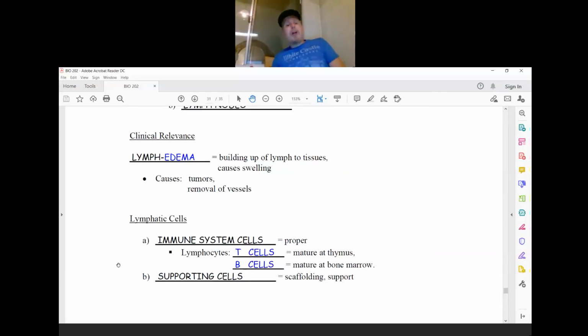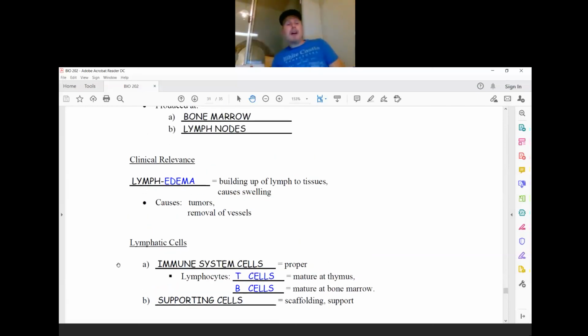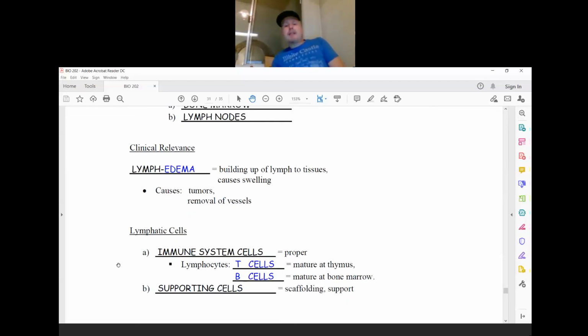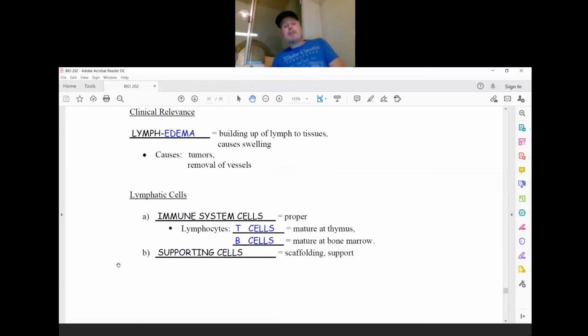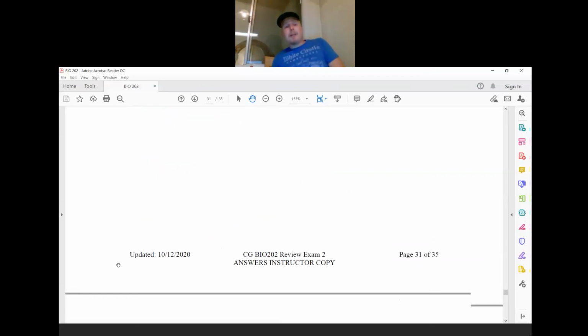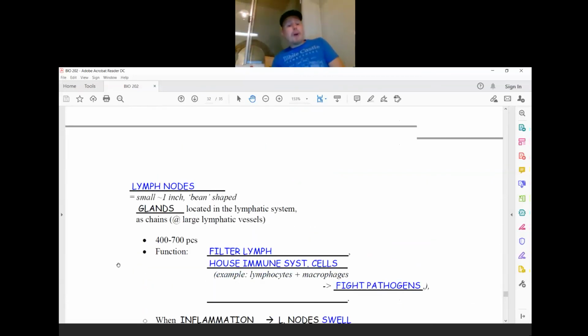picking up their role. Lymphatic cells go, even though they started at the bone marrow, they go to mature if they become immune system cells proper as lymphocytes either to the thymus, and in this case they'd be called T cells, if to the bone marrow as B cells. Then we also had supporting cells within the lymphatic cells. Lymph nodes were important.